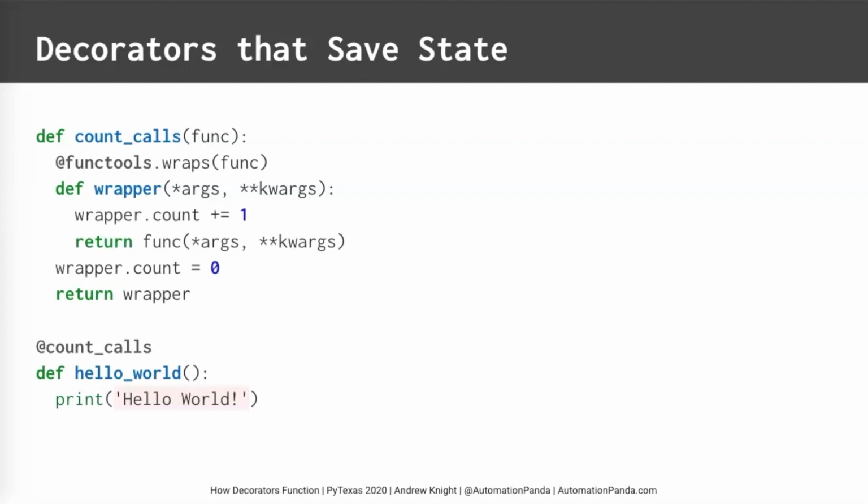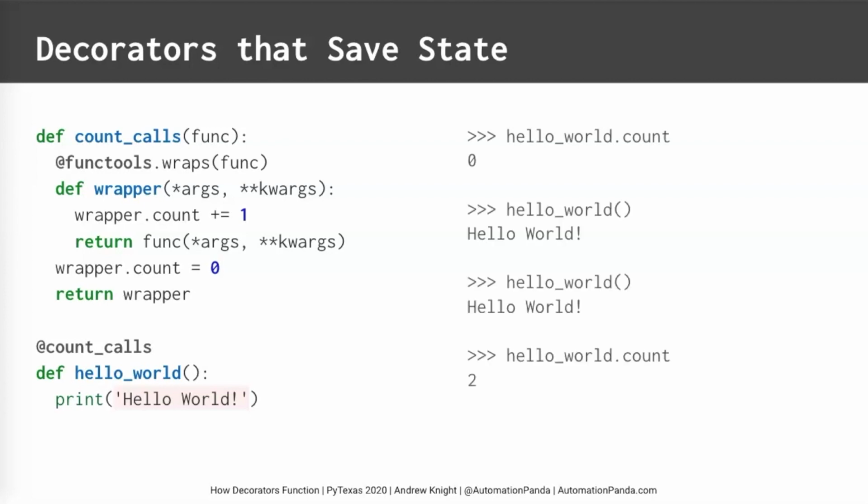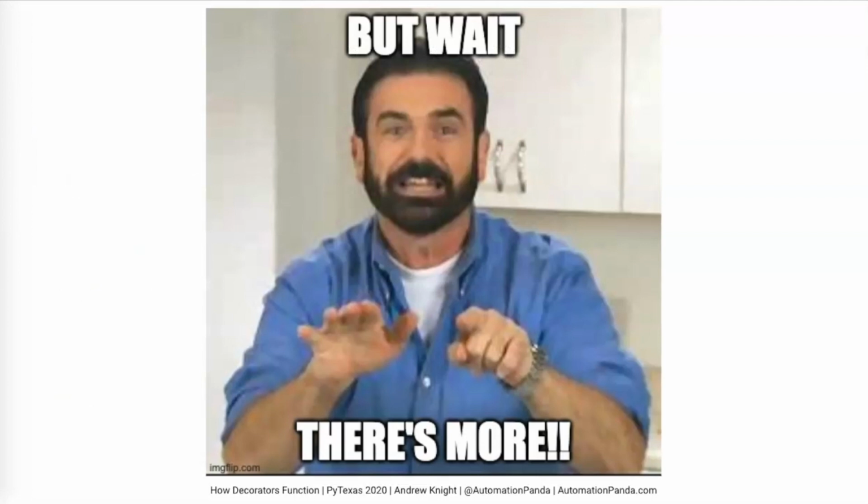Inside the wrapper, the count is incremented before calling the inner function. The count value will persist across multiple calls because it's attached to that function object. So here we see an initialization and then per call an increment. Initially, the hello world count value is 0. After 2 calls, the count value goes up, as expected. That's pretty awesome. But wait, there's more.